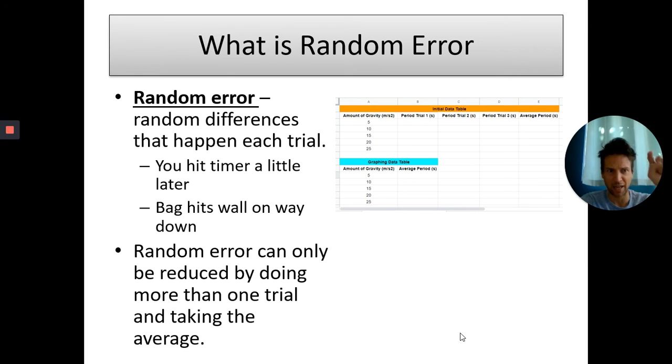But these are little tiny differences that can happen each trial. Maybe you're doing the best you can, but you probably noticed if you timed that pendulum, each time was a little bit different. That's because of random error. So random error can only be reduced by doing more than one trial and taking the average. That's why I wanted you to do 3 trials. Trial 1, trial 2, trial 3. All these times were probably different, and then you take the average. The reason we did that was to reduce random error. Little tiny differences that happen each trial. So pause the video and write that down.